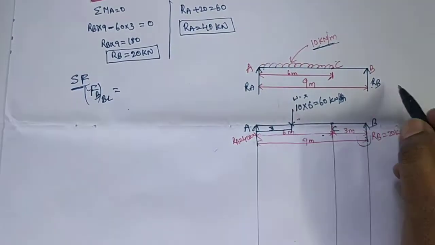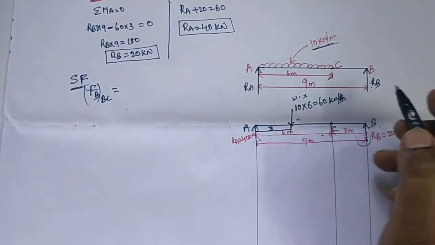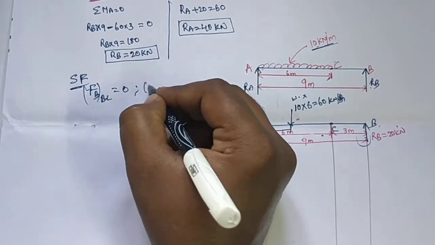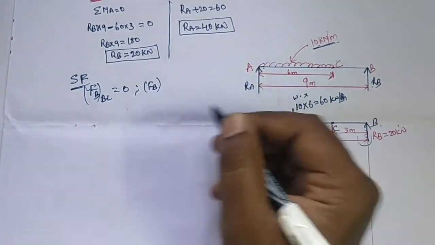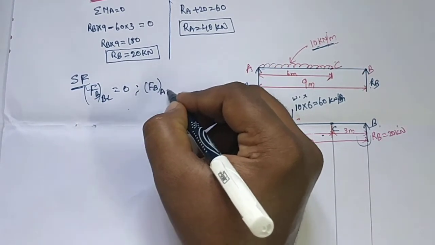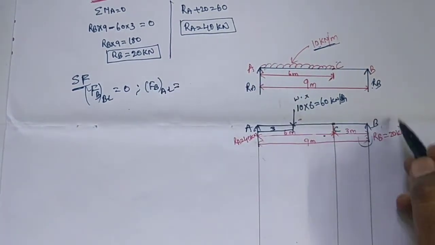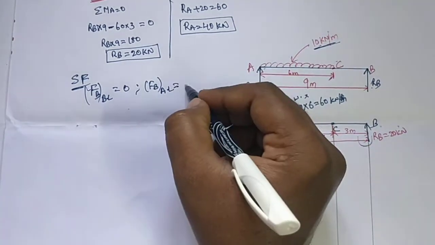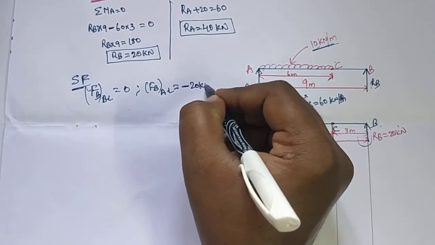Before load, that means without consideration of RB, that equals 0. Similarly, shear force at point B, by considering the load on point B, that is the reaction force after load. It is acting in the upward direction. Upward direction means it is negative, minus 20 kilonewtons.